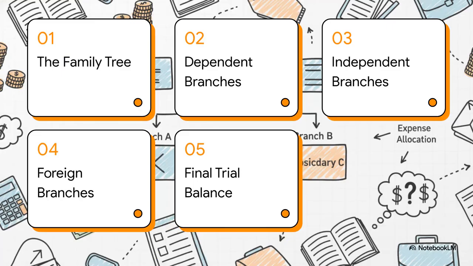Here's our roadmap for the explainer. We'll start with the accounting family tree. Then we'll check out dependent branches, our teenagers. After that, we'll look at independent branches, the adults, then foreign branches, the expats, and finally, we'll bring the whole shebang together with the final trial balance.